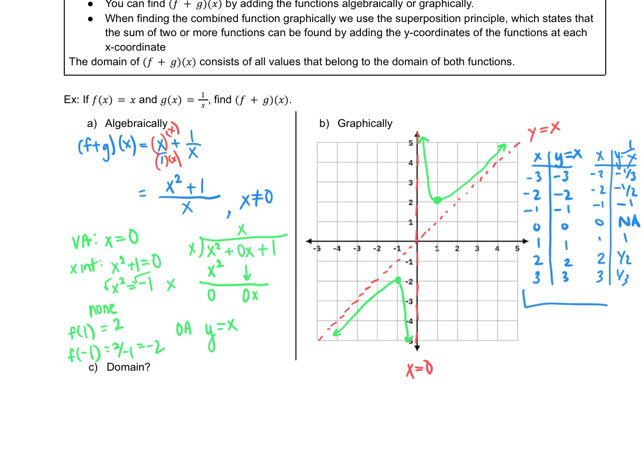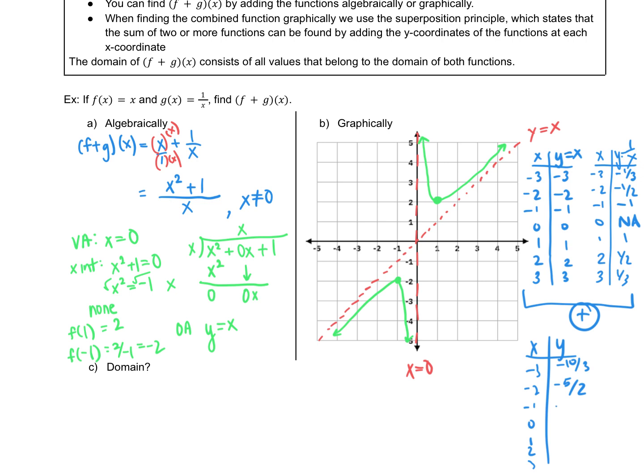Now our combined function is going to be the sum of those y's. So I'll keep my x's the same. And then let's see, I'm going to add -3 and -1/3. If we get a common denominator, that would be -9/3 plus -1/3, -10/3, or -3.3 repeated, which I think I went a little bit too low, but it's close enough. And then -2 plus -1/2 is -5/2, so -2.5, perfect, that's what I had.